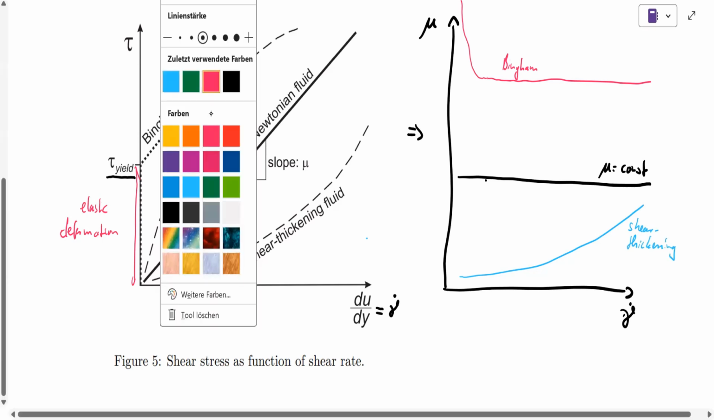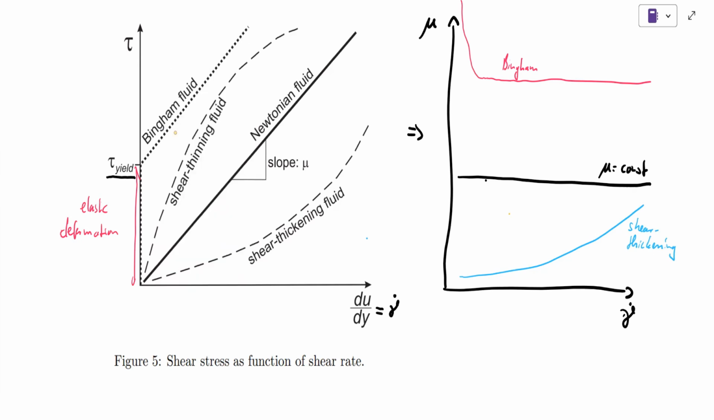Wet sand, for example. And we have a third case, if the fluid gets less viscous if we increase the shear rate, for example, in polymer melts. So in this case, we would get something like that, where, of course, we will reach a plateau. So this one is shear thinning.